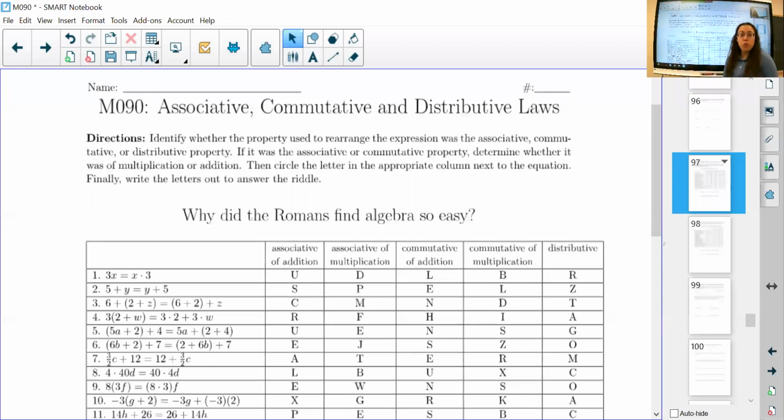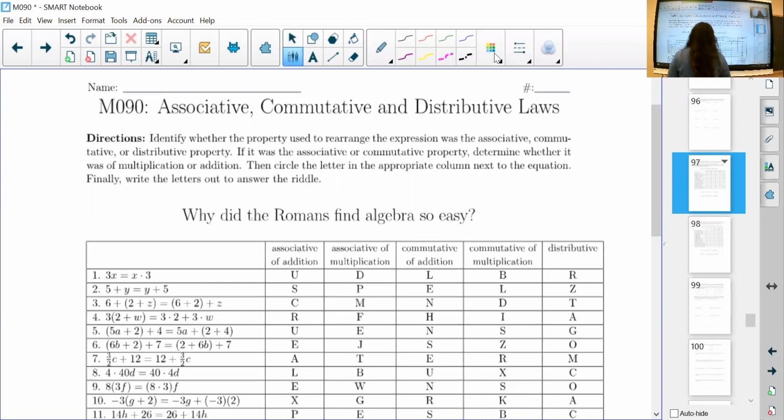Okay, let's take a look at worksheets, pages 97 through 100. These are just a little trickier than your standard worksheets. So let's talk them through. On page 97, you have a riddle: why did the Romans find algebra so easy?